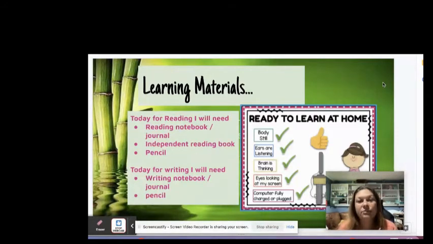And let's make sure that you're ready to learn at home by making sure our bodies are still, your ears are listening, your brain is thinking, your eyes are looking at the screen, and very important, make sure your computer is charged or plugged in. Take a few seconds to make sure you have all of these materials. Pause the video if you have to take a little bit longer to gather them, but please make sure, very important, that your computer is charged or plugged in. We don't want anybody to get cut off halfway through. All right, let's move on.